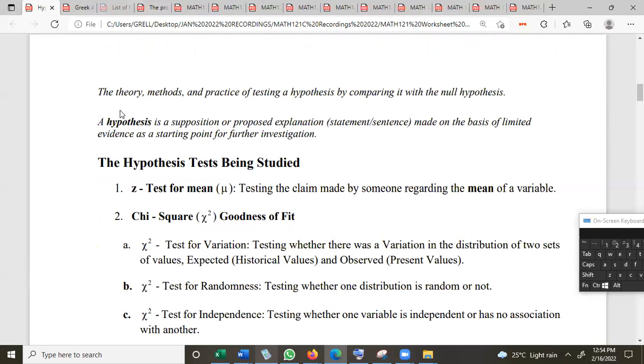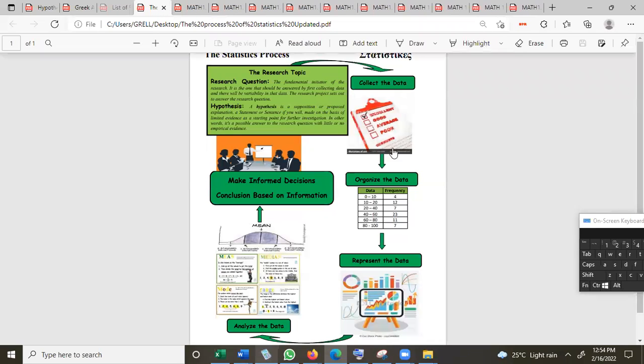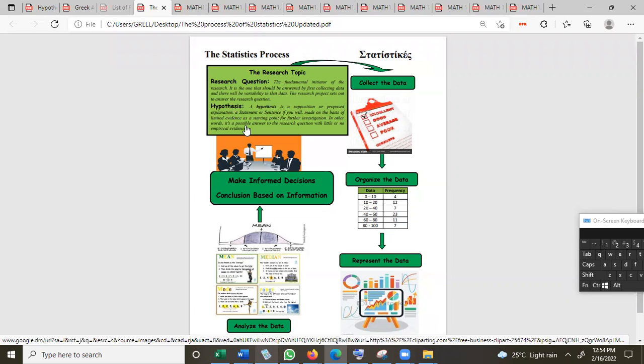So now it says the theory, methods, or practice of testing a hypothesis by comparing it with the null hypothesis. That's a reiteration of what hypothesis testing is. The theory or methods and practice of testing a hypothesis. And we know a hypothesis is a supposition, a possible answer. So you have to test that answer. Never forget the process of statistics. We start with a hypothesis, we collect the data, organize, represent, and analyze the data to make an informed decision in order to prove or disprove the hypothesis. So you have to test to see whether the hypothesis is on the right track, based on what the data is saying, and then to see if we have answered the research question properly or not.